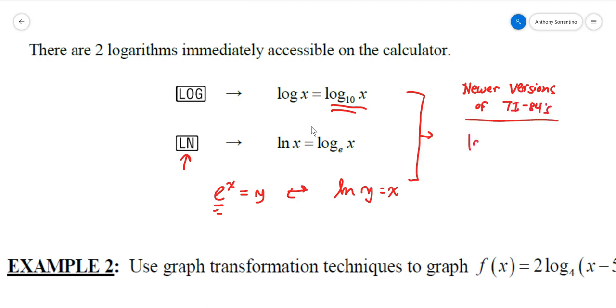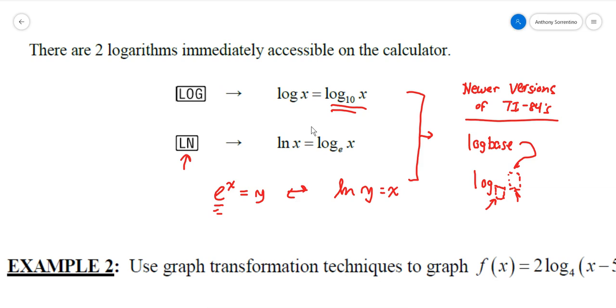There is a log base command, and what that will do on your calculator is you'll actually see it set up with boxes, so you could put the base here and the number here, and it'll do any log base. But as I said, that's on newer versions of TI-84s.